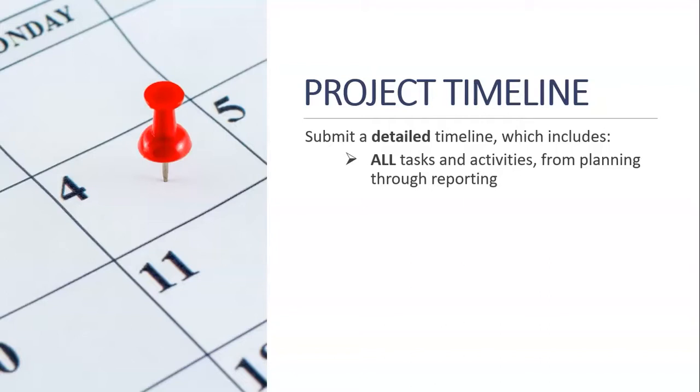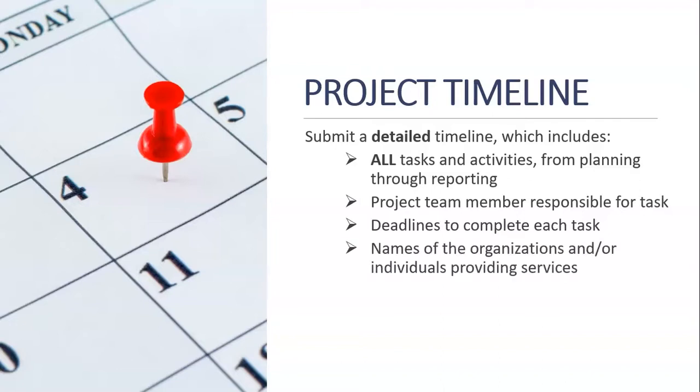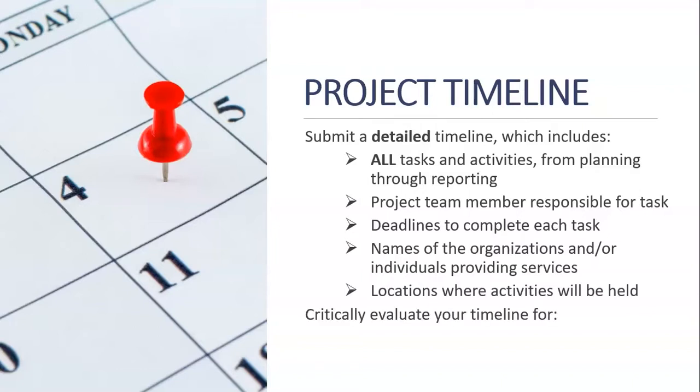Your timeline should start with the very first thing you think you need to do as soon as you receive approval of your grant project, all the way through the date you'll submit your final report, which, by the way, is due 2 weeks after your project's milestone event. The timeline should also include the project team member that is responsible for each task, the deadline by which you will complete each task, and the names of the organizations or individuals who are providing services, locations where activities will be held, and you'll also need to critically evaluate your timeline for feasibility.